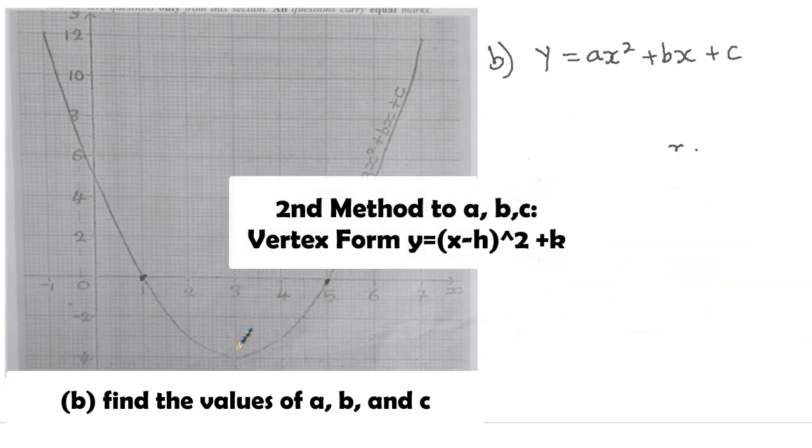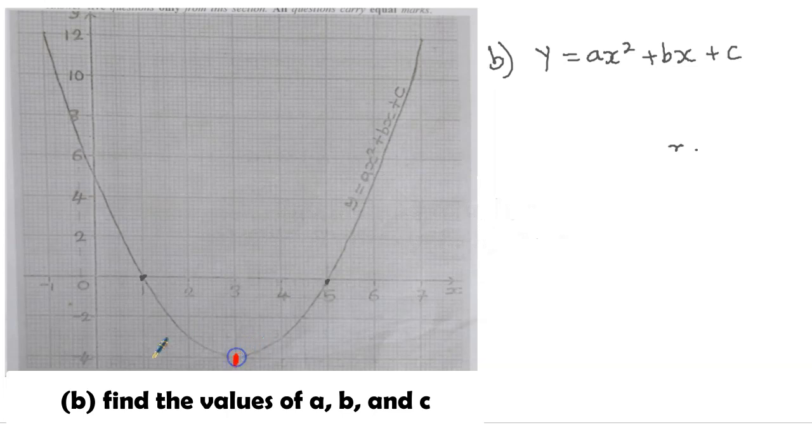The second method that you could also use is the turning point here, which happens to be 3 and 4.